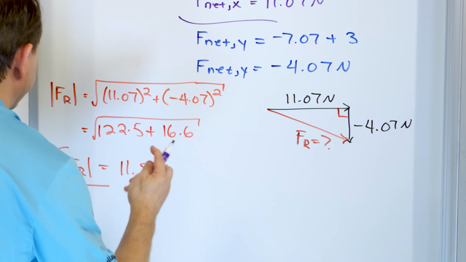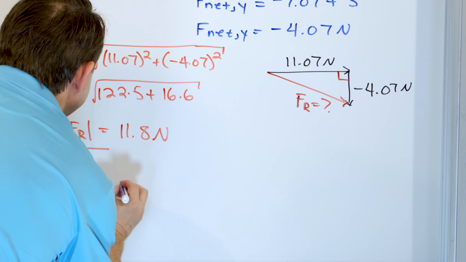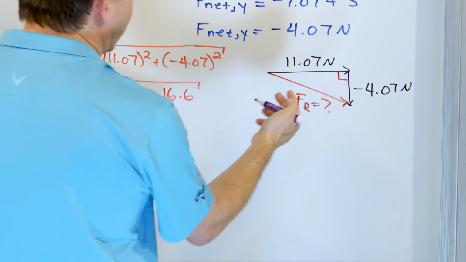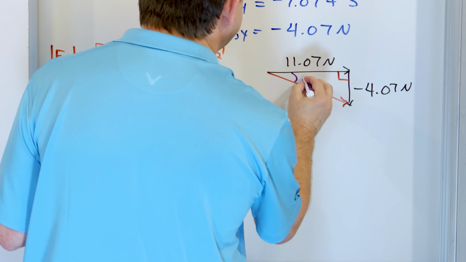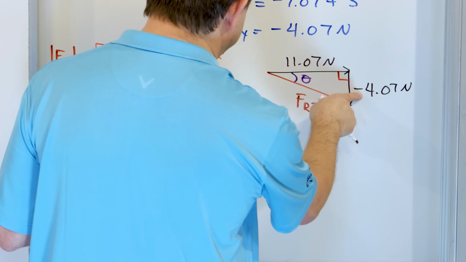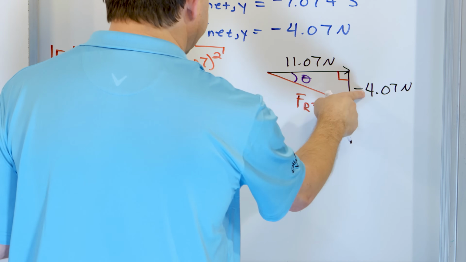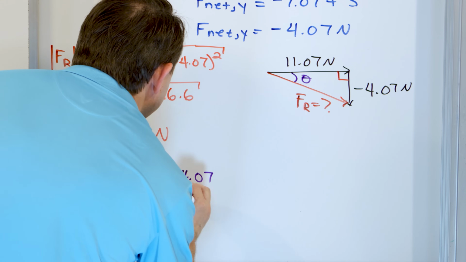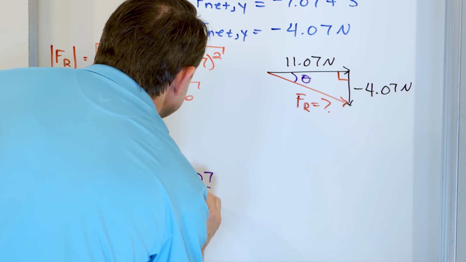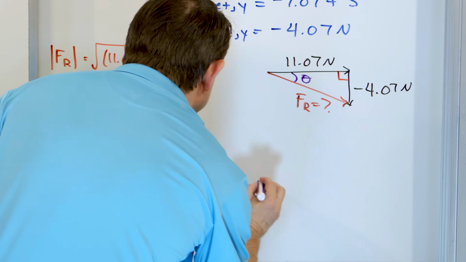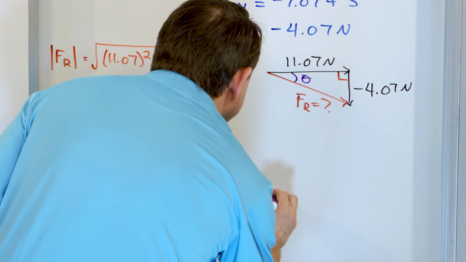And what would be the angle? So the angle would be the inverse tangent of y over x. It's always y over x. So if this is the angle right here, which is what we want to find, the tangent of this is opposite over adjacent. So it's y over x. So negative 4.07, and then you have 11.07. All right? And what you get here is the inverse tangent.